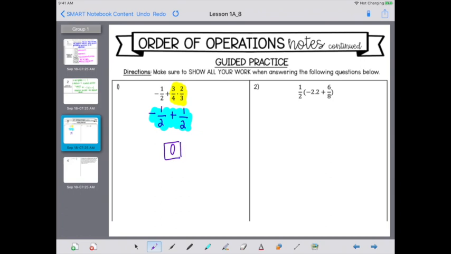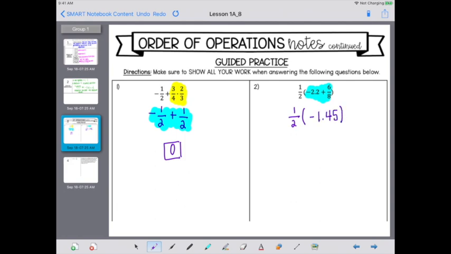For number 2, again, we're going to follow PEMDAS. We have parentheses, so we want to make sure we're dealing with everything in the parentheses. When we're in the parentheses, we also want to follow order of operations, but here we only have a single operation, so we just have to add. So we have to take negative 2.2 plus 6/8. If you use your calculator and plug it in, you are going to get negative 1.45.